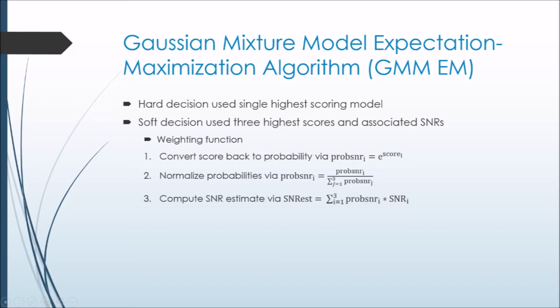First, we convert the scores back to probability. Then we normalize the probabilities to the total of the sum of the 3 probabilities used. And then we computed the SNR estimate by weighting the SNRs. And you can see the math shown below.